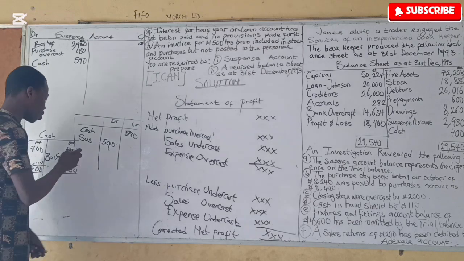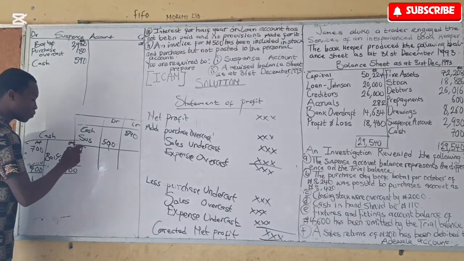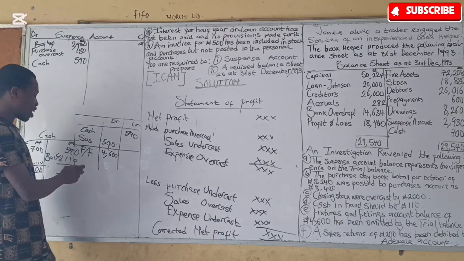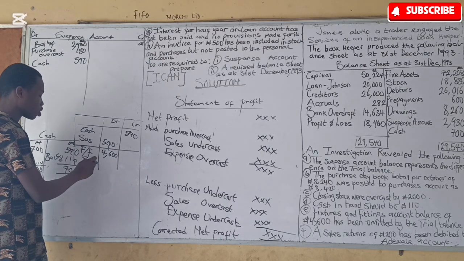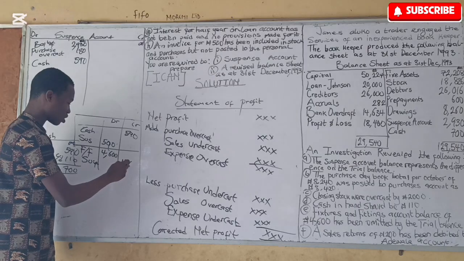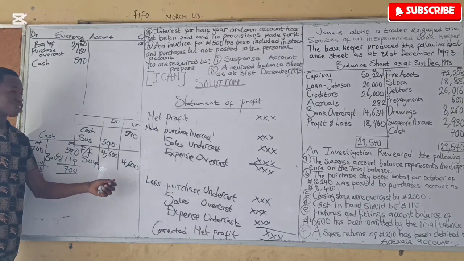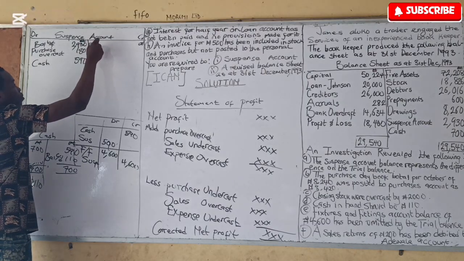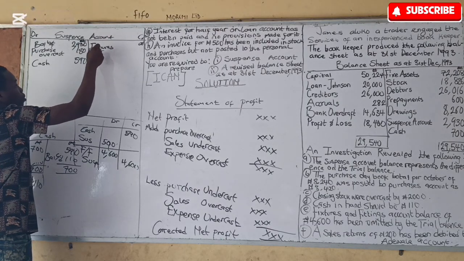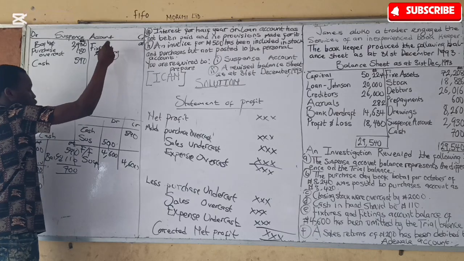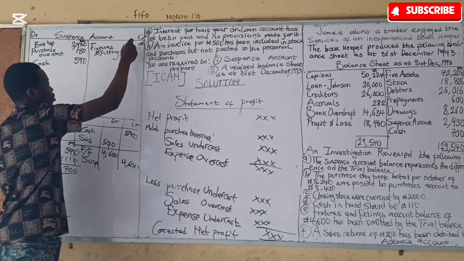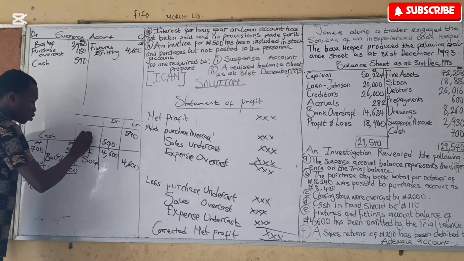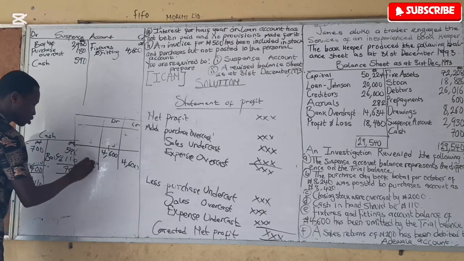How you are going to record it is that your fixtures and fittings are going to record it, which is 4,600, and the other is the suspense account, and you are going to credit it. So, moving to the credit side of the suspense account, we are going to write fixtures and fittings, which is 4,600. Now we are done with this.